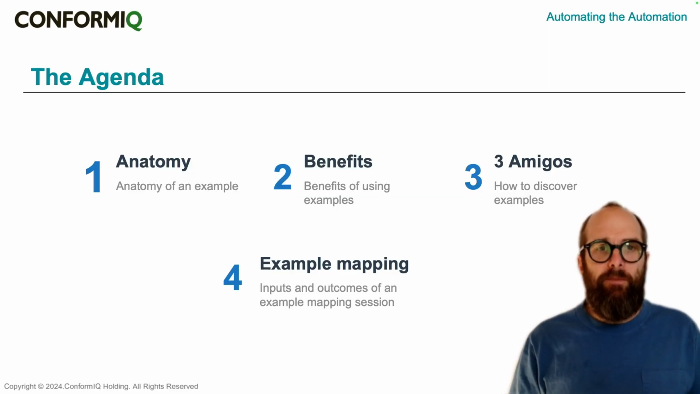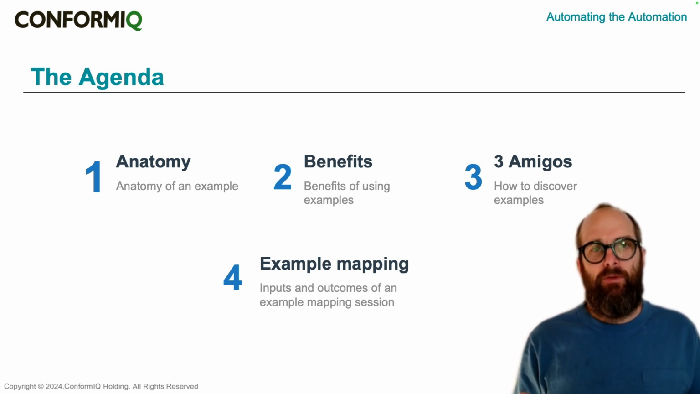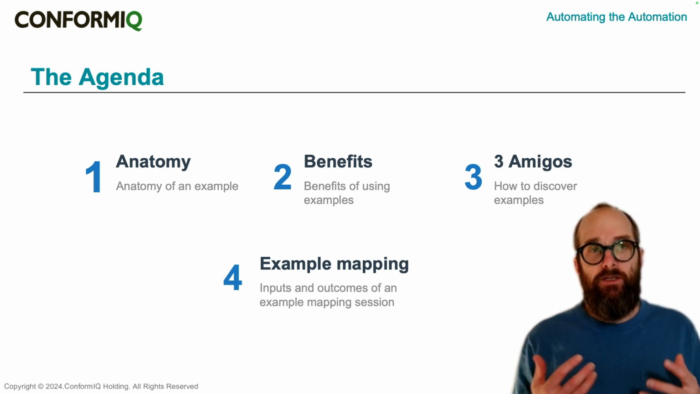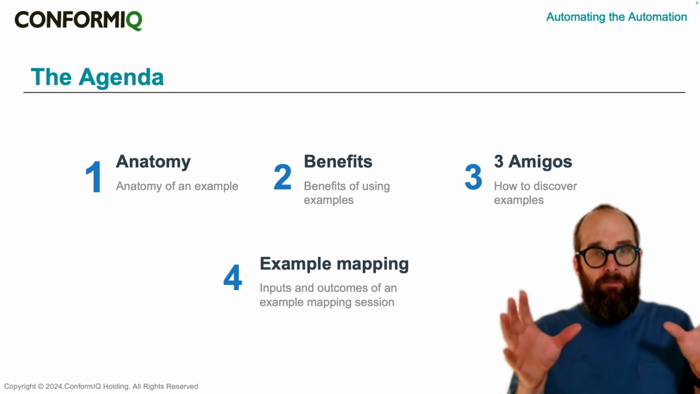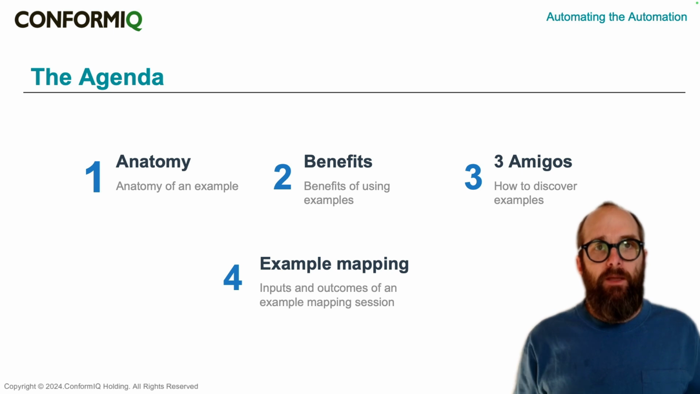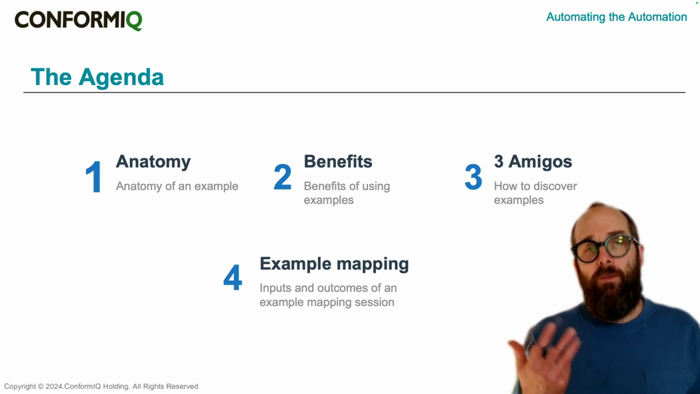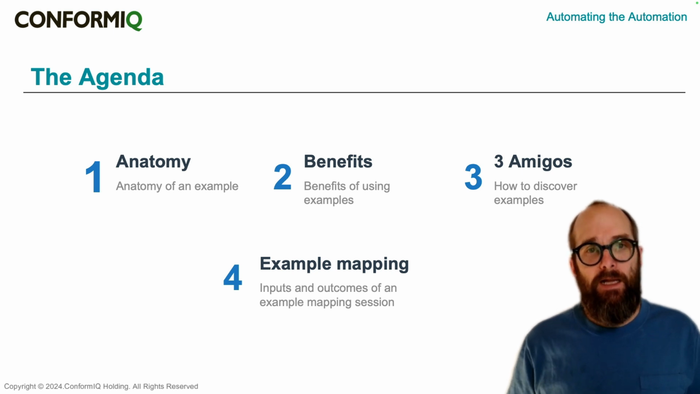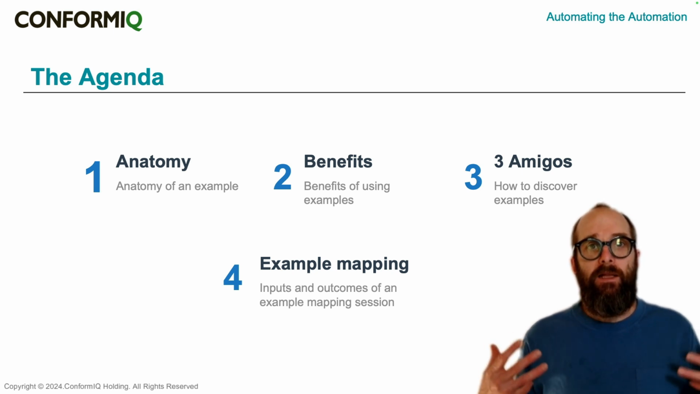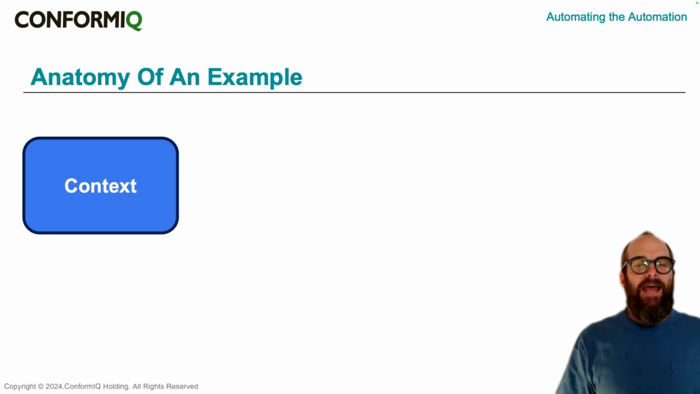We've got four main topics we're going to cover today. First of all, the anatomy of an example, because as you may not be aware, we can really break down an example into three clean pieces. Then we'll talk about the benefits of working with examples, how they're helpful. We'll talk about a pattern for collaborating around collecting examples and a specific way to run a workshop called example mapping.